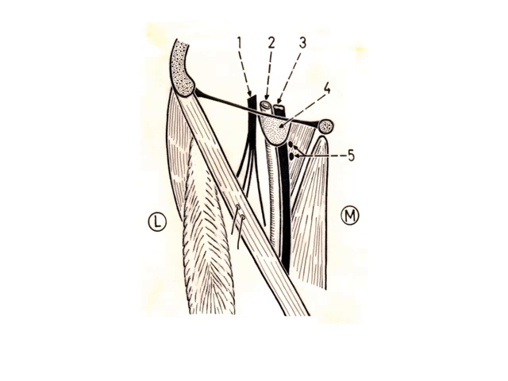This diagram shows the contents of the femoral triangle. Number 1 is the femoral nerve, which is the most lateral structure. Just medial to the femoral nerve lies the femoral artery, number 2. This femoral artery is a continuation of the external iliac artery, which comes from the pelvis.